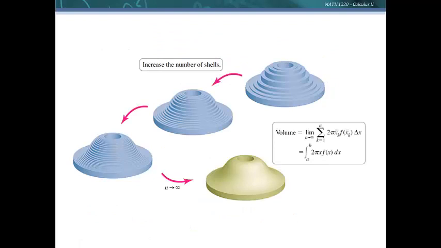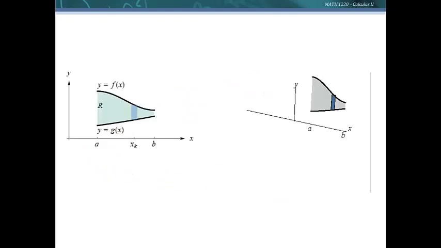As we took this and increased the number of shells and let n approach infinity, then when we get the integral, we have the exact volume. Now let's see what would happen if we had a region that was bounded above by a function, we'll call it f of x, and below by another function, g of x. So it's not going down to the x-axis.